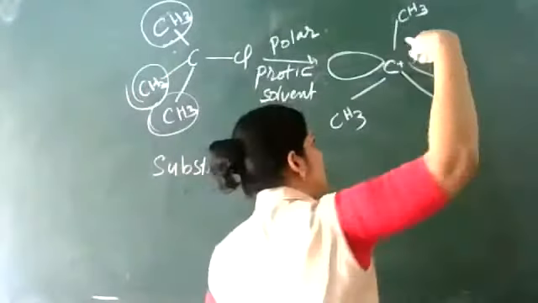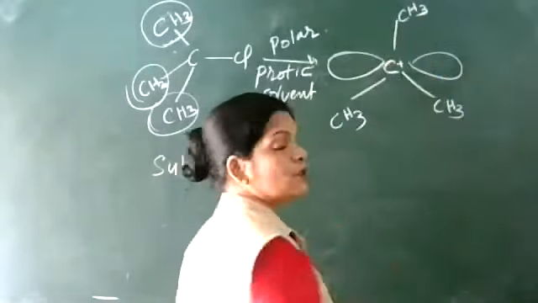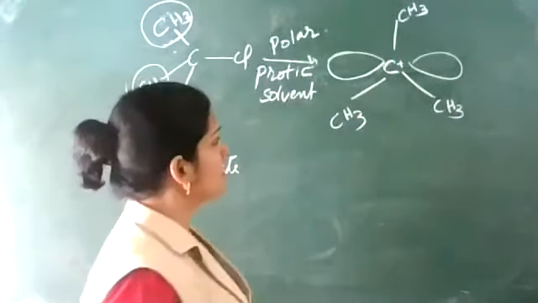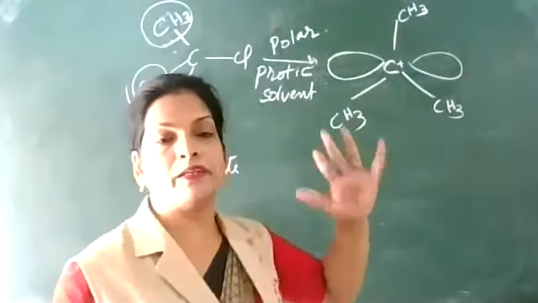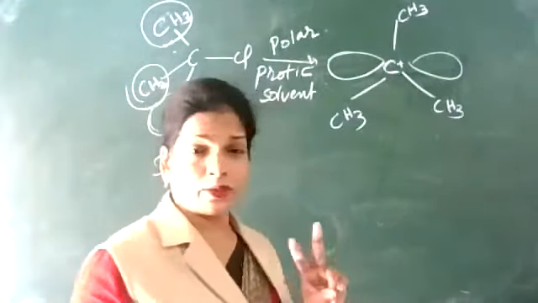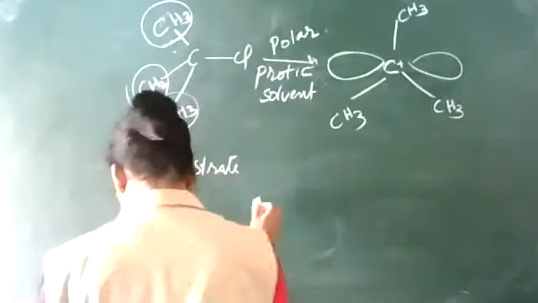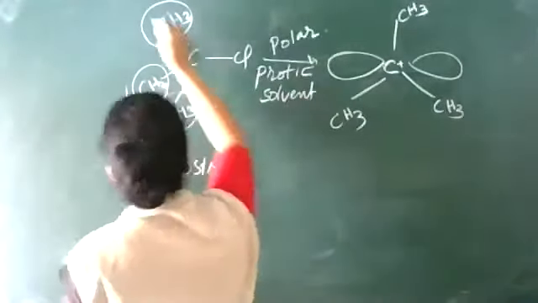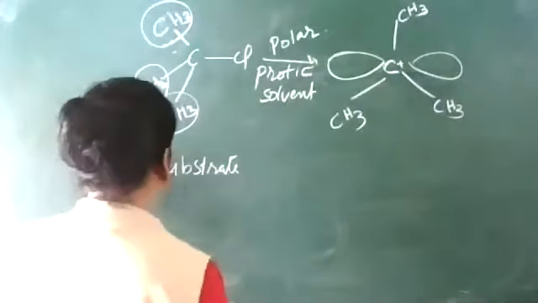If it attacks from the front side, all CH3 groups will be going to the other side. Or if it attacks from the back side, then all CH3 groups will be coming to this side. That means you are getting two types of configuration. So I am writing it again, this is step 1.